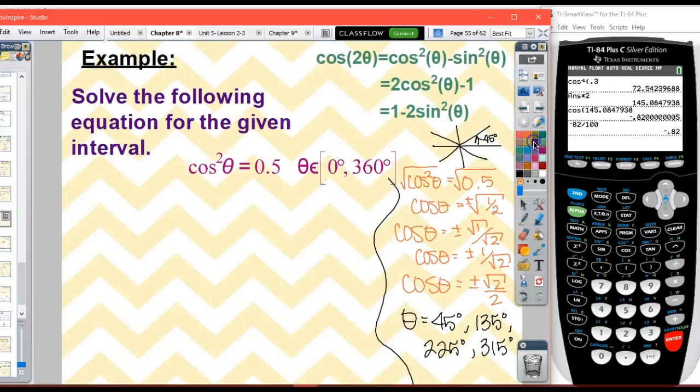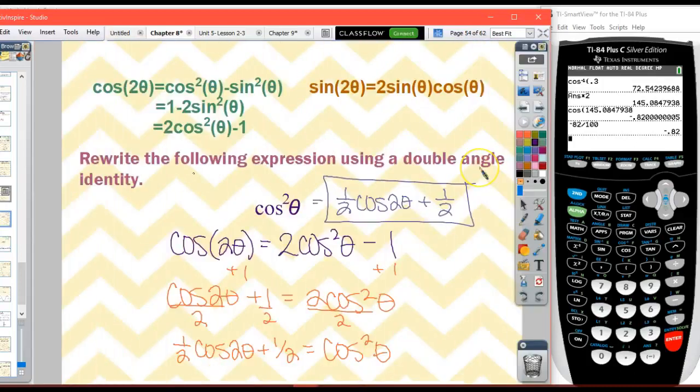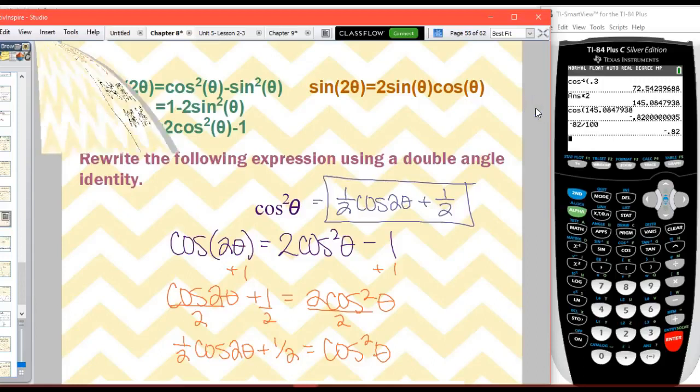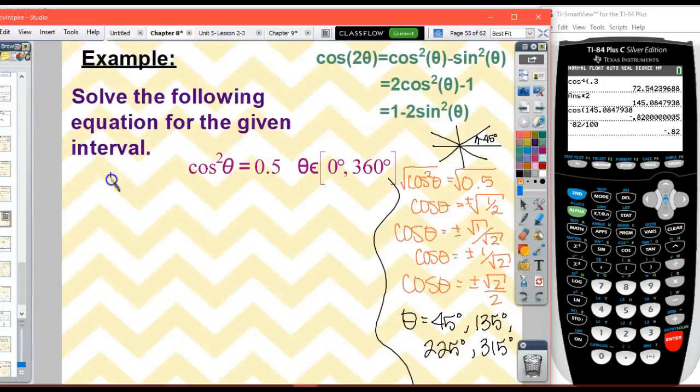Another way that you could solve the equation is using one of the double angle identities. And so I could isolate this cosine squared right here, which is what we already did. And we found out on the previous slide that I could replace a cosine squared with a 1/2 cosine 2 theta plus 1/2. So I'm going to go ahead and rewrite that side with a 1/2 cosine 2 theta plus 1/2 is equal to 0.5.